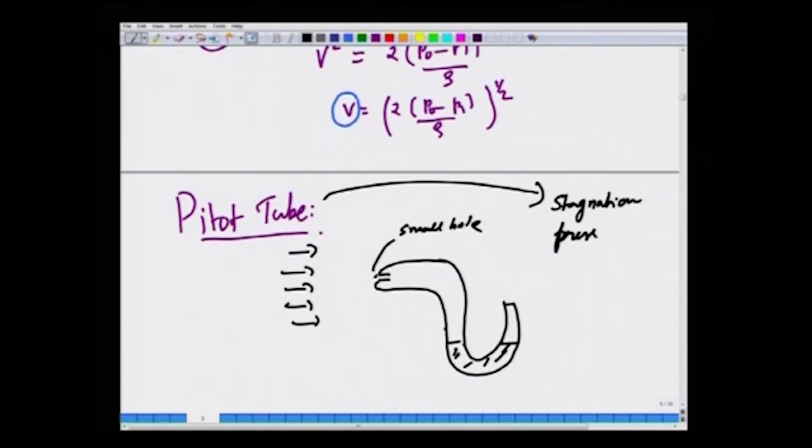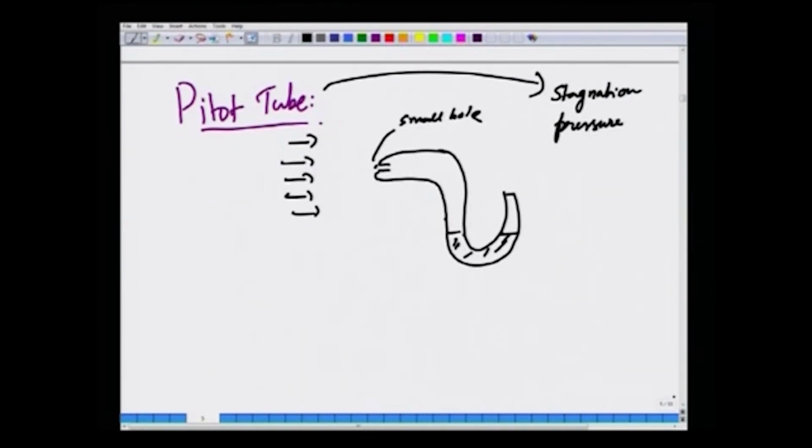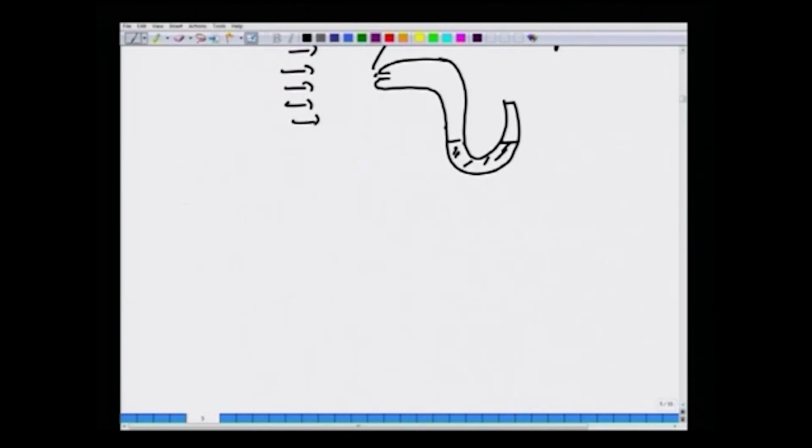The pitot tube can measure stagnation pressure. But there is also another variation, that is called the pitot static tube, which combines the two measurements in a single device, which makes it possible to measure both stagnation pressure and static pressure and the difference between them in a single device. This is called the pitot static tube, which looks like this.